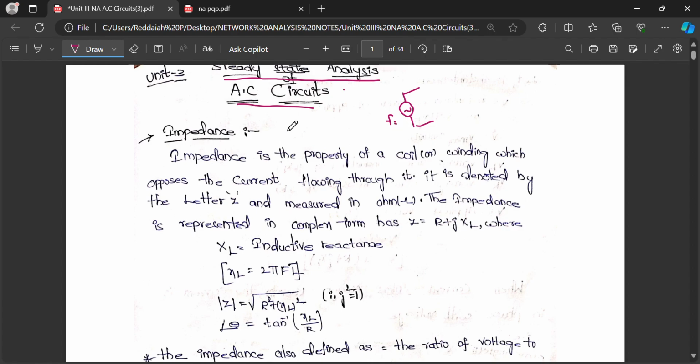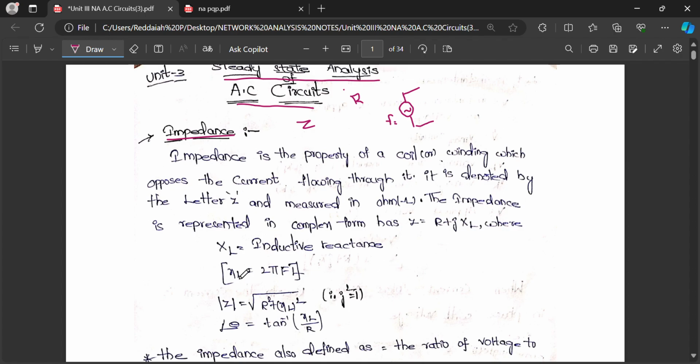From AC circuits, impedance comes into the picture, Z. In DC circuits, R will be there, whereas in AC circuits, Z comes into the picture. Z is impedance. What is the unit of impedance? Ohm. Impedance is the property of a coil, winding or inductor. It opposes the current flowing through it. That means impedance is similar to resistance, it opposes.